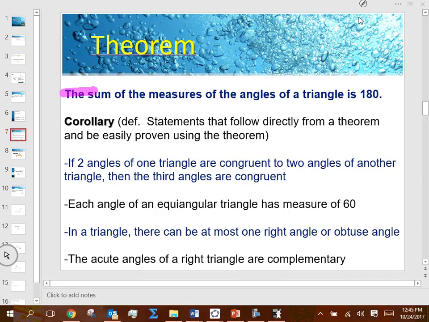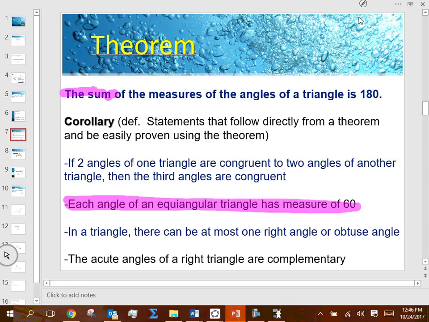If I start down here at this one here, would it be easy to prove that statement by knowing that if it's equiangular, that means all 3 angles are the same, right? And if they need to add to 180, can't I find one of them by taking 180 divided by 3 and getting 60? Does that make sense? Okay. So that statement, each angle of an equiangular triangle has a measure of 60 degrees, is easily proven from the use of this theorem up here. Okay? That's why it's called a corollary.